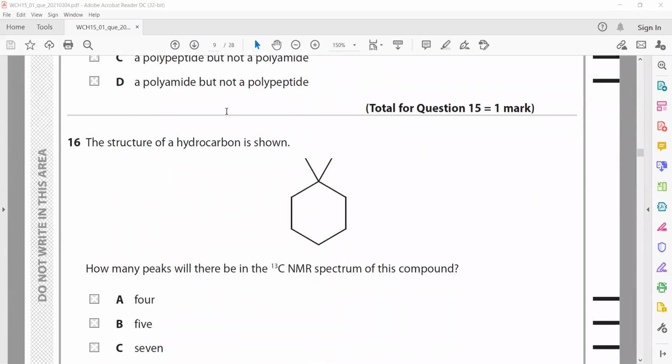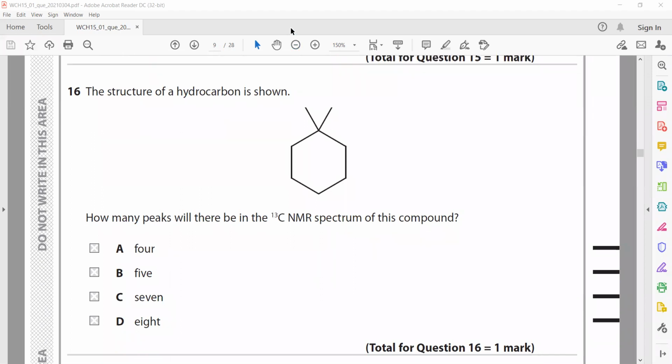The structure of a hydrocarbon is shown. How many peaks are there in the carbon-13 spectrum? First, why carbon 13? Why will carbon 13 result in a peak? Because it has 6 protons and 7 neutrons. So this results in a net magnetic field of the nucleus. So that's why it will be affected by the external magnetic field.